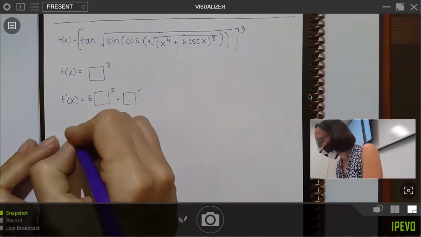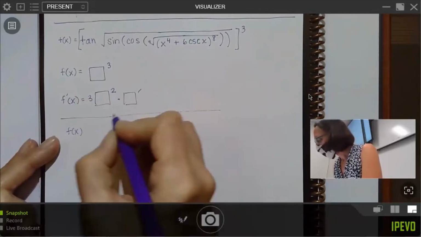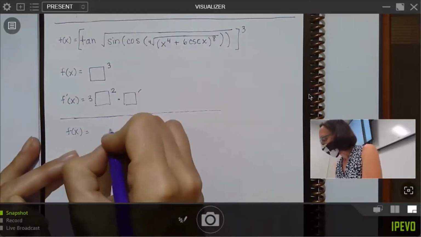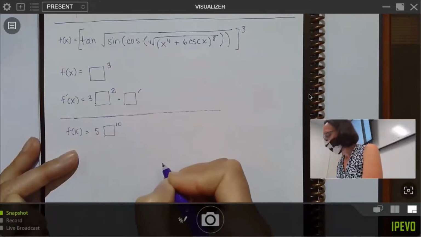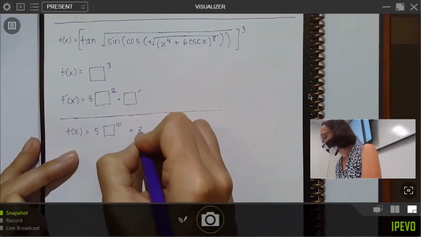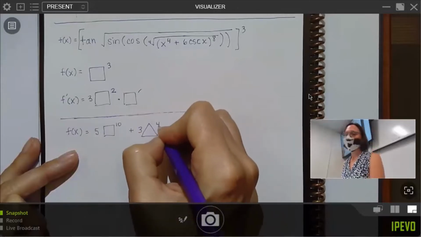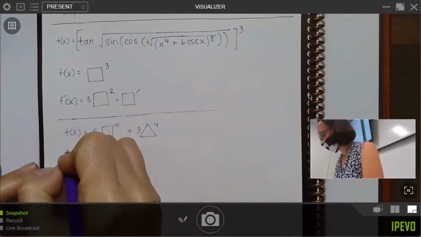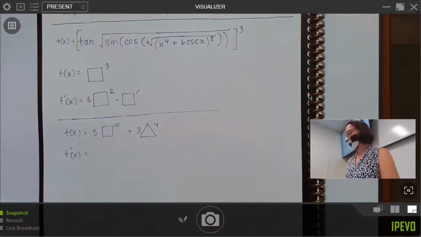So I've got some other terrible function here. We still have box. Box is still our friend, all of that garbage in there. But I have 5 times that box to the 10th power plus 3 times his friend triangle, and triangle is going to be raised to the 4th power. If I went to take this derivative, just think in chain rule, right? I got all that thing that was shoved into my box. I don't know what terrible function is shoved into that triangle.